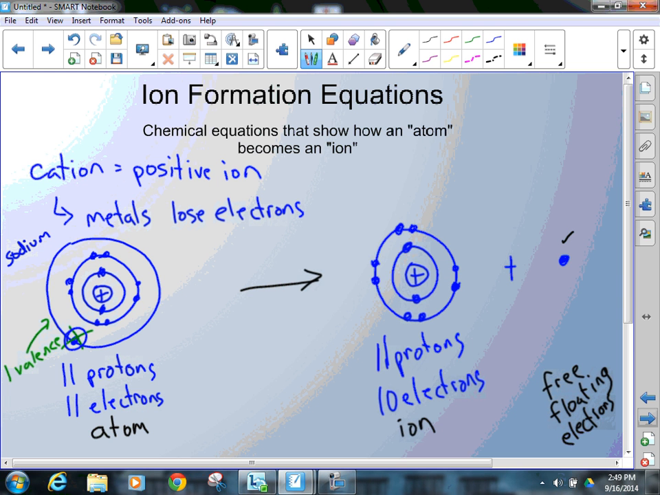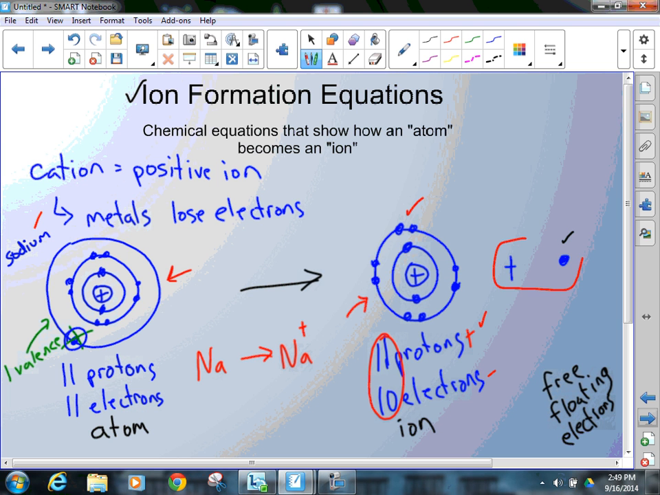Now, if we were going to write an ion formation equation to represent what we just saw here with sodium turning into sodium ion, we don't have to draw all these big drawings and make it take a real long time. We can symbolize this, right? All we have to do is write the sodium atom symbol and then an arrow going to the right, turning into sodium 1+ ion, right? Because it's got 11 protons, which are the positives, and only 10 electrons now. So it's got an extra positive charge.